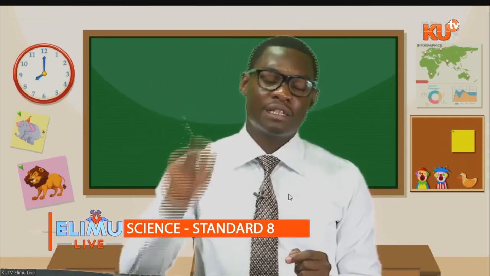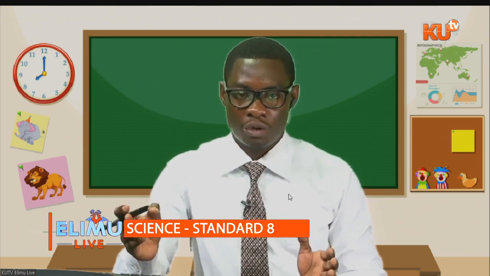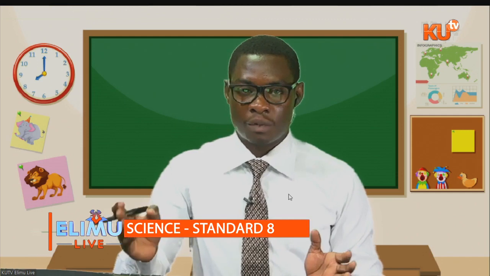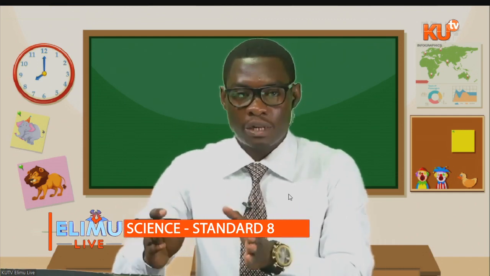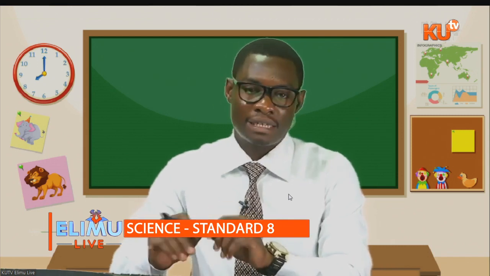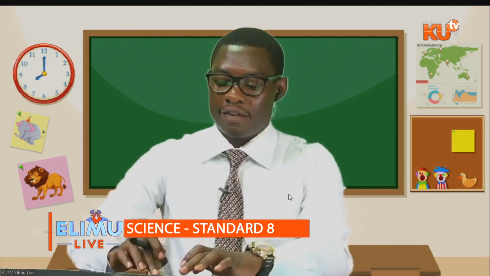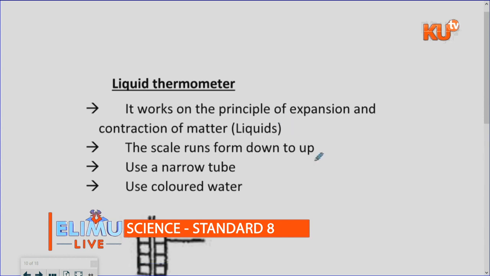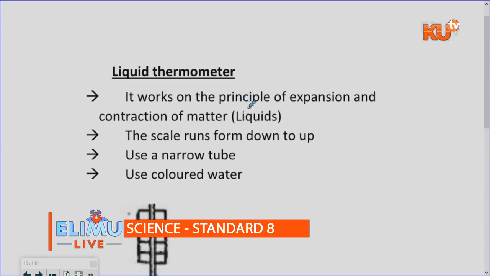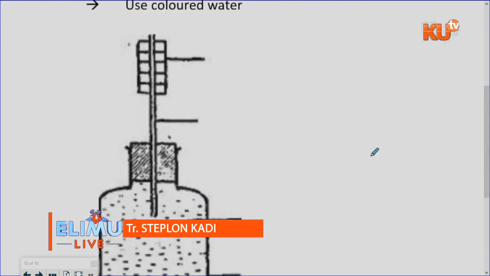And then a liquid thermometer does not have an airtight bottle because we don't check the expansion and contraction of air. We check the expansion and contraction of liquid. So it also works on the principle of expansion and contraction of matter, but the matter here is not air as in the air thermometer, but liquid. So we can have a look at the diagram showing a liquid thermometer. Those are the points: expansion and contraction of liquids, the scale runs from down to up, it has a narrow tube, and we use colored water.